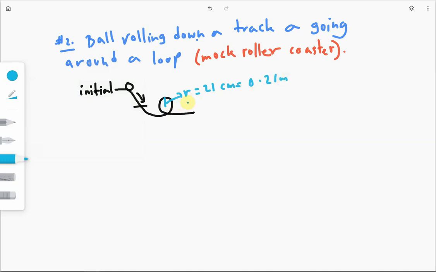Okay, now we want to find out how high this ball should be released from so that it just makes it around the loop without falling over. So what is this h for the ball to make it around the loop without falling over? Okay, so this is how roller coasters work as well. Before we get on with solving this problem, let's talk about an approach to solve it.